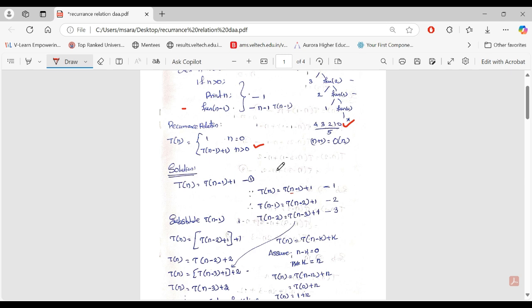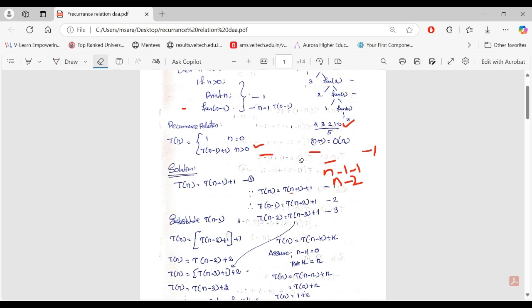So we can find T of n minus 1 by replacing n with n minus 1 in the equation. We get T of n minus 1 equals T of n minus 2 plus 1. Replacing n with n minus 1, n minus 1 minus 1 equals n minus 2. This n minus 2 is substituted here to get the second equation, equation number 2.